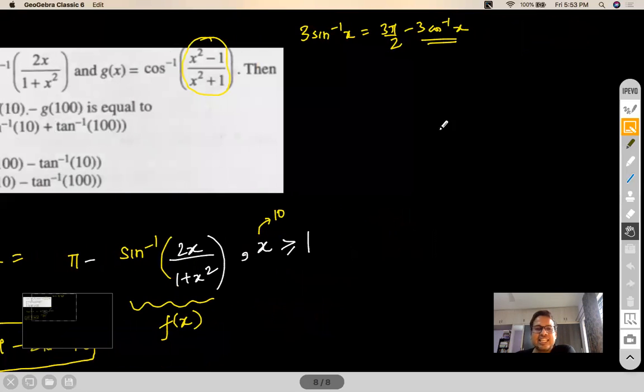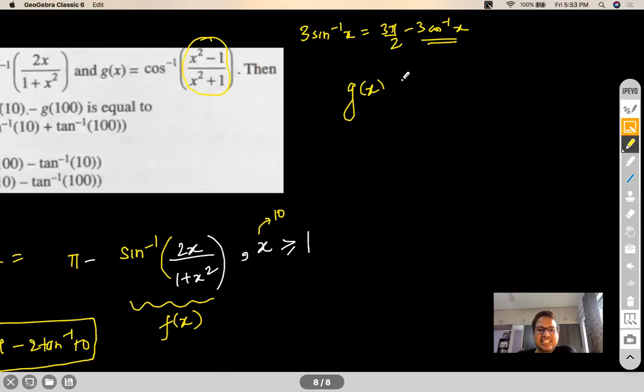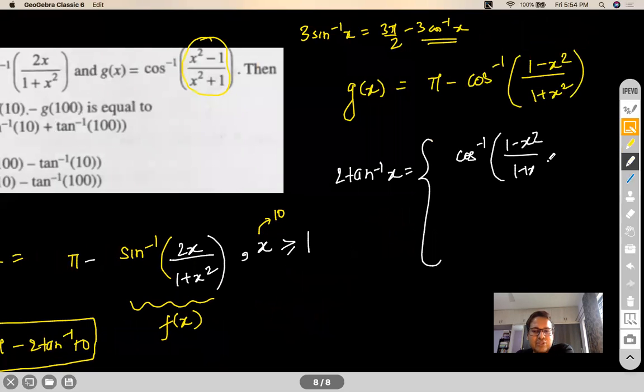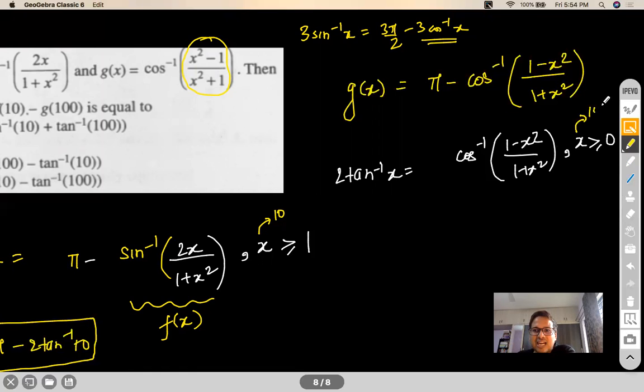Next is gx. Gx is, correct me if I'm wrong, pi minus cos inverse of 1 minus x square by 1 plus x square. If I take the minus sign common from the numerator, this is what I should be getting. Correct? And we have already seen that 2 tan inverse x, this formula is cos inverse of 1 minus x square by 1 plus x square if x is positive. Yes or no? And minus of this when x is negative, which I don't need because I only need one formula, because my x here that they're trying to put is 100.